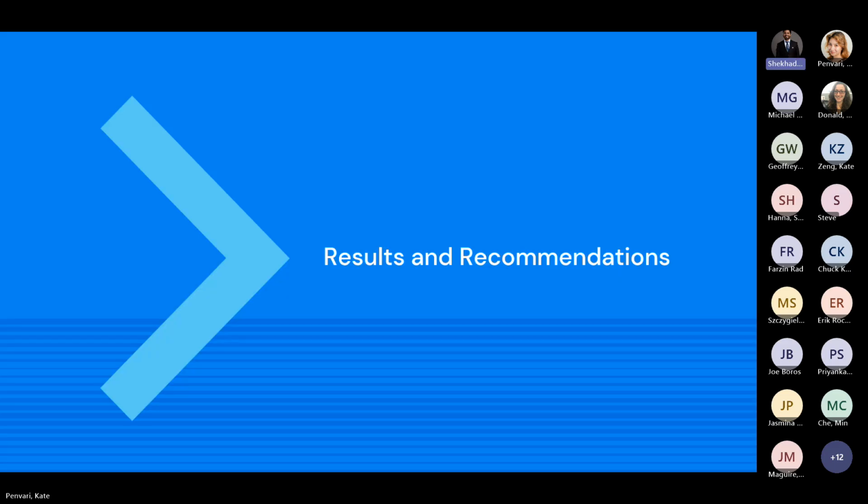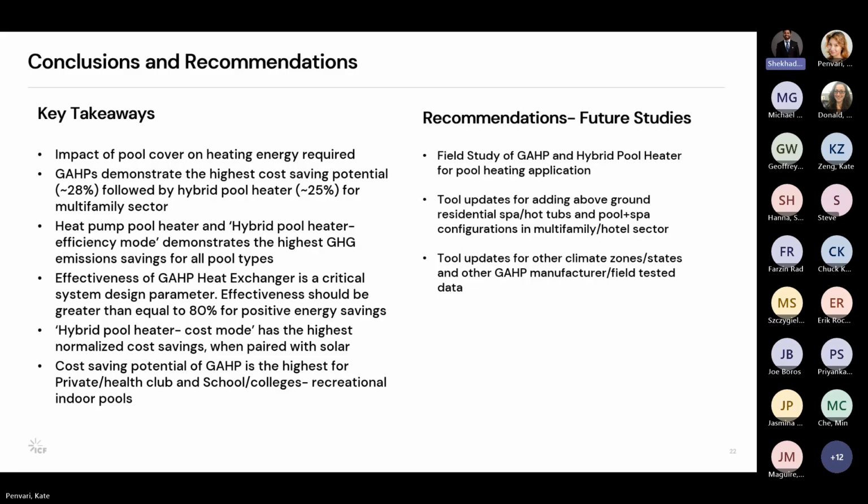So let's talk about our key conclusions and recommendations from this CAT study. Key takeaways from this analytical or tool development study: the first one being the importance or impact of having a pool cover on heating energy required. For one of the representative climate zones, we saw that almost nothing or minimal heating energy is required when the pool cover is placed on a residential outdoor pool during unoccupied times, which highlights the importance of the pool cover measure.